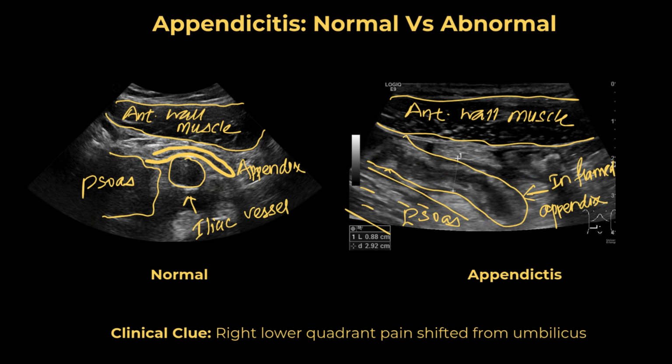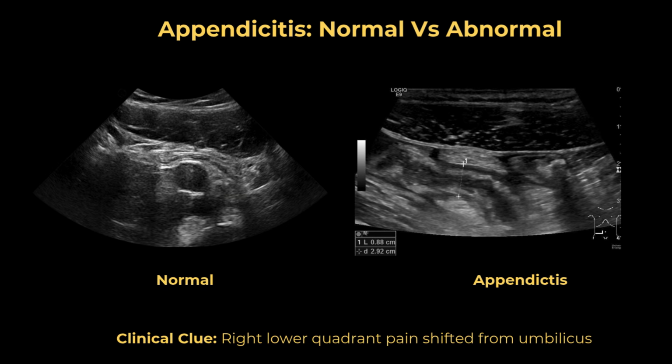To increase your chance of finding the appendix, ask the patient to point to the area of maximum pain. Place your probe on that spot to look for a dilated blind-ended tube. An inflamed appendix appears as a sausage-like structure. Once you identify the appendix, look for these ultrasound features to confirm the diagnosis.